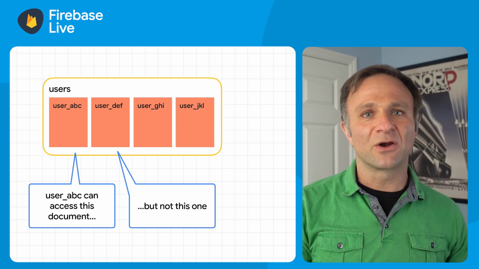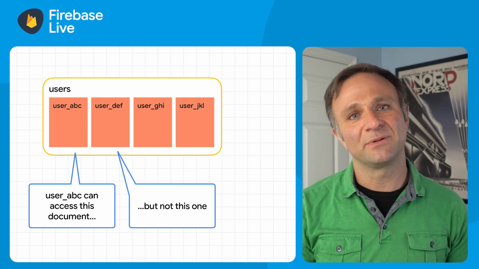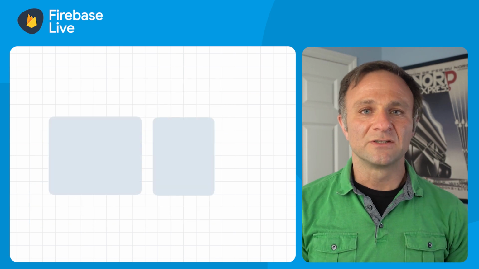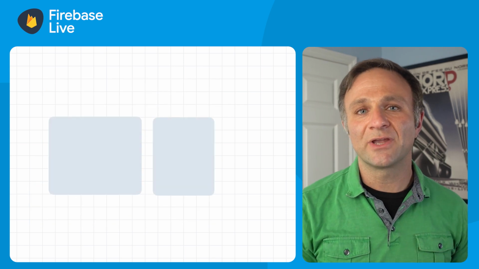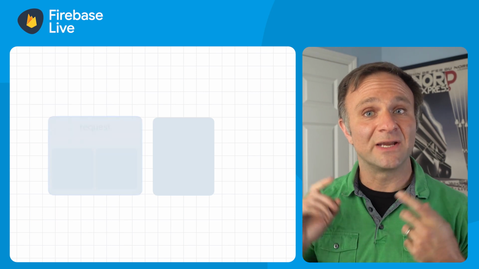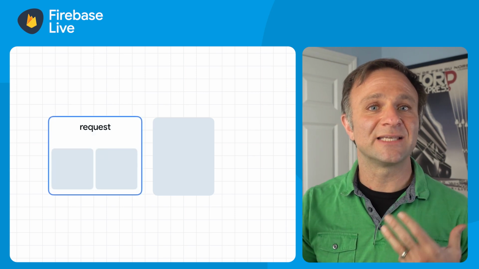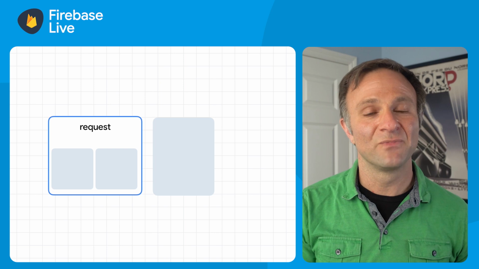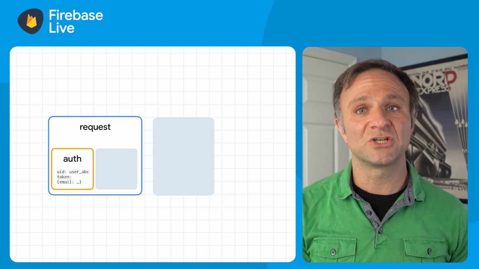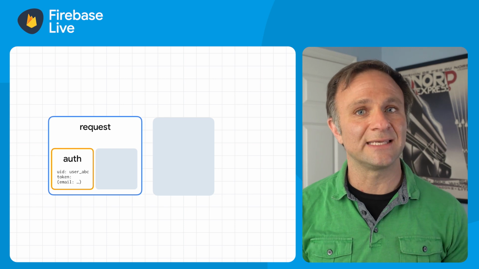Now, obviously, our rules for handling this are going to be a little more complex than for our read-only collection. It needs to be a little more conditional. So in general, with most rules, you're going to be looking at three important chunks of data. The first one, which I'll talk about here, is the request object, which represents the request coming from the client. This in turn contains an auth object, which includes important information about the user, like their user ID or email.